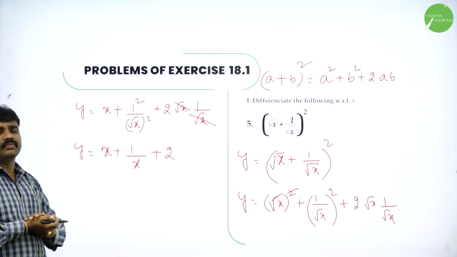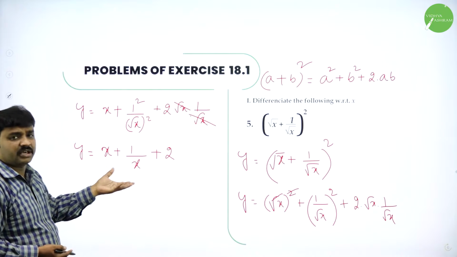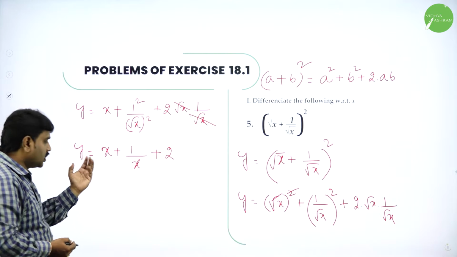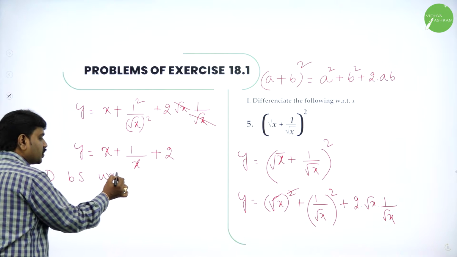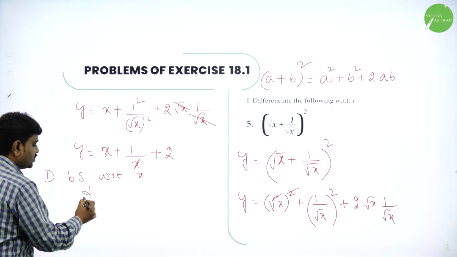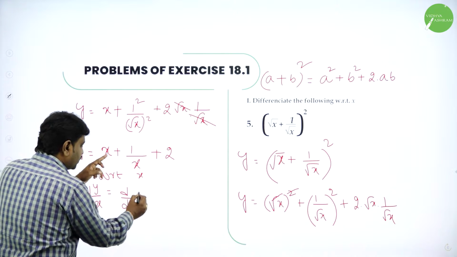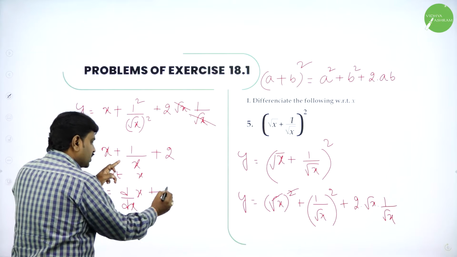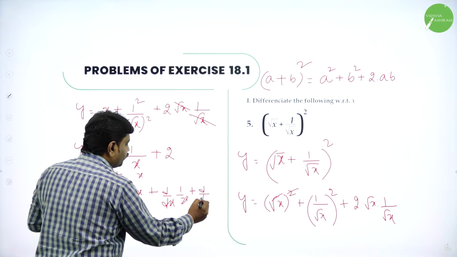Now this is the function. They gave root x plus 1 by root x the whole square. After simplification it became x plus 1 by x plus 2. Now you differentiate both sides. Differentiate both sides with respect to what? X. So LHS becomes d by dx of y. RHS becomes d by dx of first term, that is x, plus d by dx of 1 by x and plus d by dx of 2.